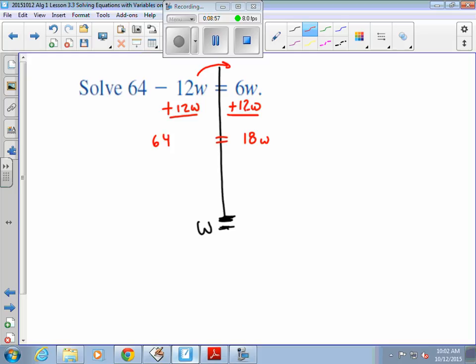Now undo 18w times something by dividing by 18. If you divide the right by 18, divide the left by 18, the exact same thing. And then 18 goes into 64 3 times. Notice it's written backwards, but w is equal to 3.